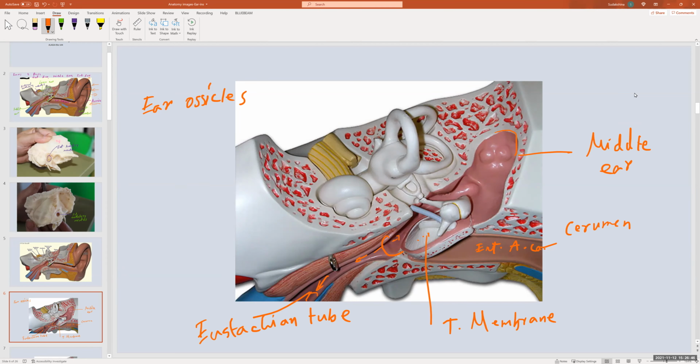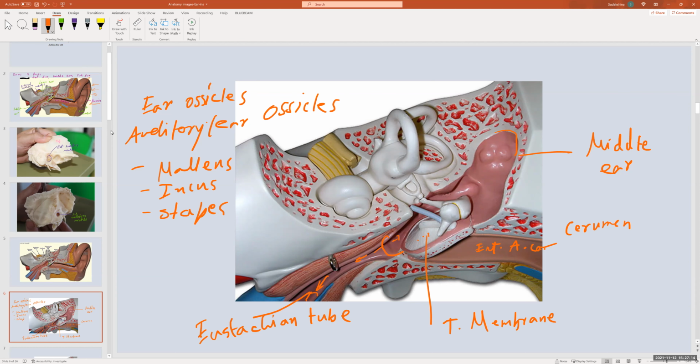What are the different parts of the middle ear? Middle ear, like I said, is basically a chamber. Within the chamber, there are auditory or ear ossicles, tiny bones. These bones are malleus, incus, and stapes, commonly known as the hammer, the anvil, and the stirrup.